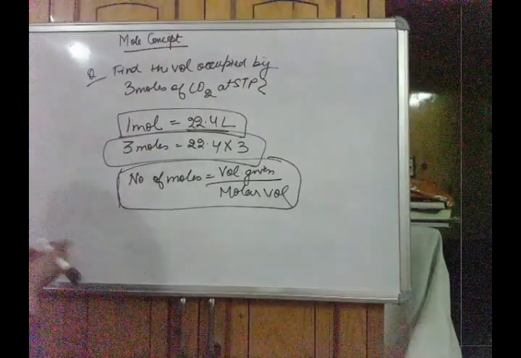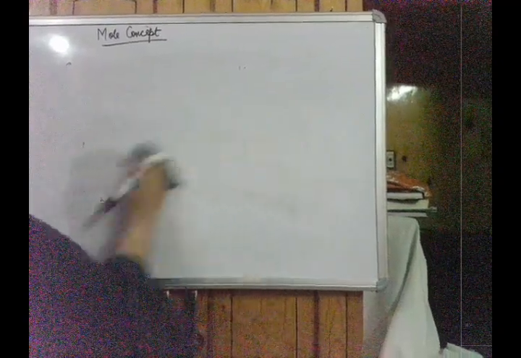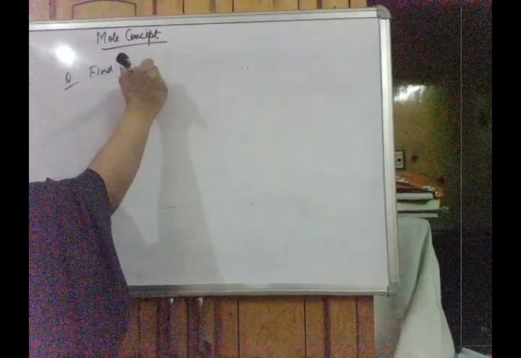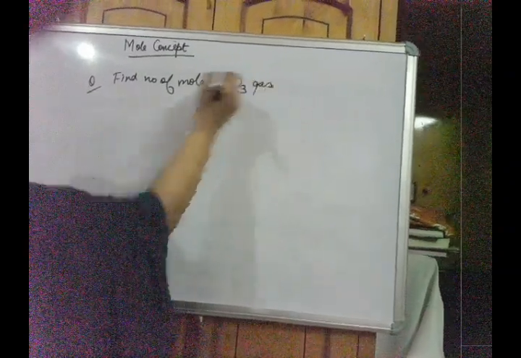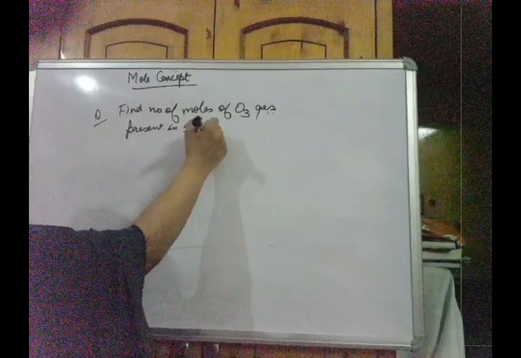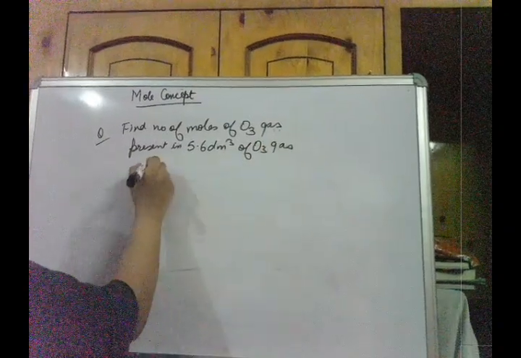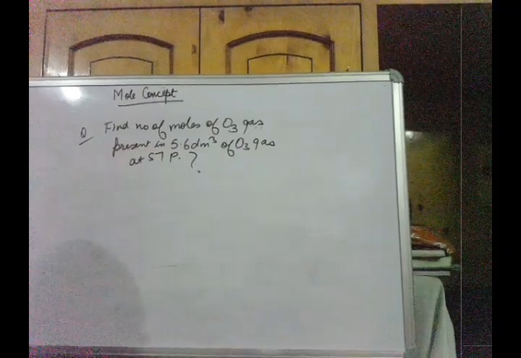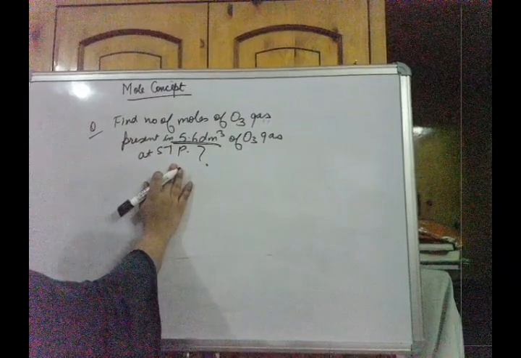Now the next question on this part. For example, find the number of moles of ozone gas present in 5.6 decimeter cube of ozone gas at STP. Again, find the number of moles of ozone gas present in this much volume of ozone gas at STP.